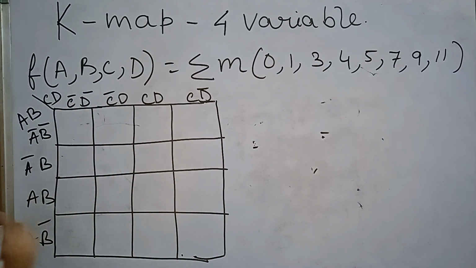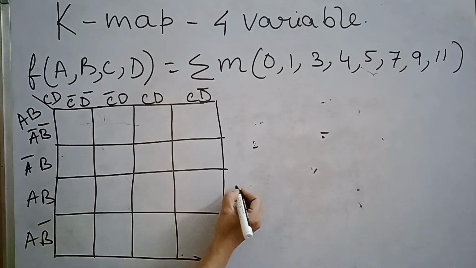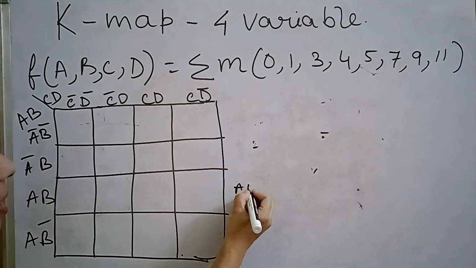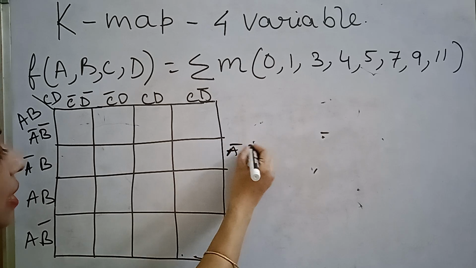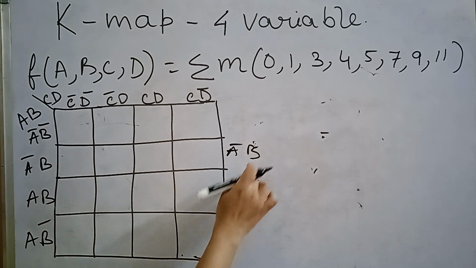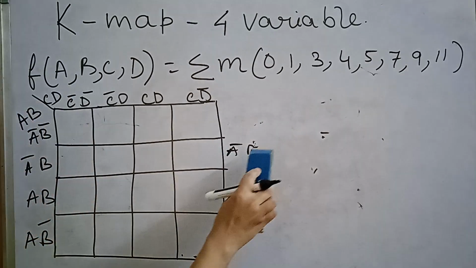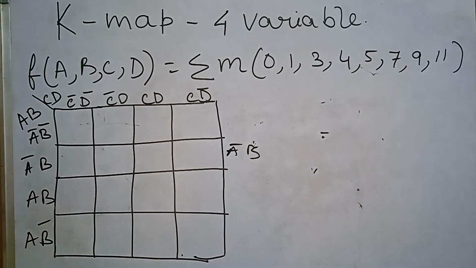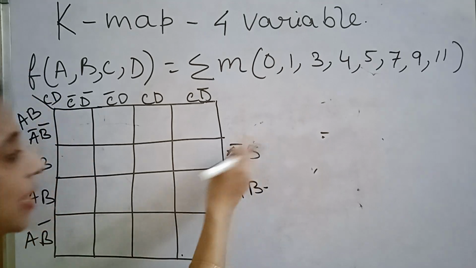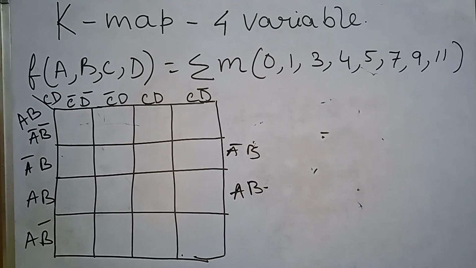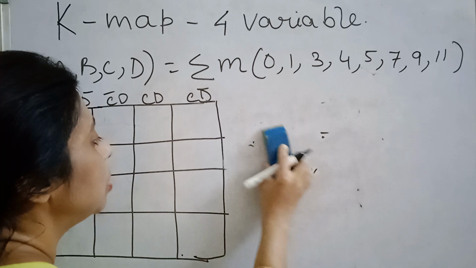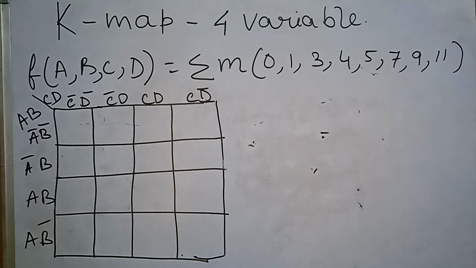Right? Now if I do A B bar over there, then what will happen? If I do A B bar, this is A bar B, then A bar will be changed to A, B will be changed to B bar. This cannot be done. That is why as this row is A bar B, this row will be AB. Only A is changed, not the B. So these are the four row representations.